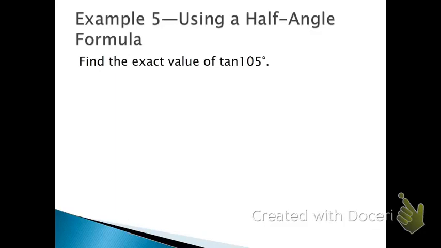Alright, so let's find the exact value of tangent of 105 degrees. Now it says exact value, so what is that telling us we're going to do? Unit circle. No calculator, right? But is 105 on my unit circle? It's not on mine. I mean, yes it is, but it's not one of them we have an ordered pair for, is it?